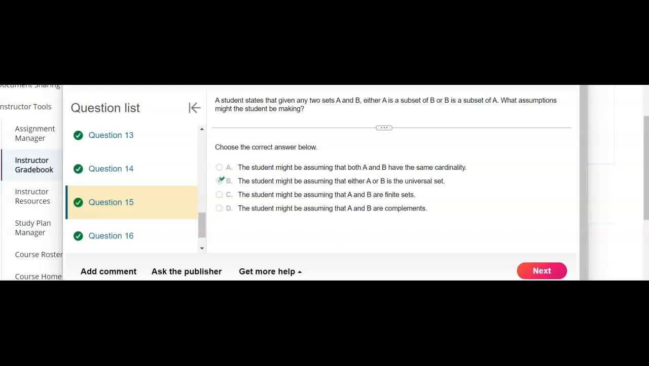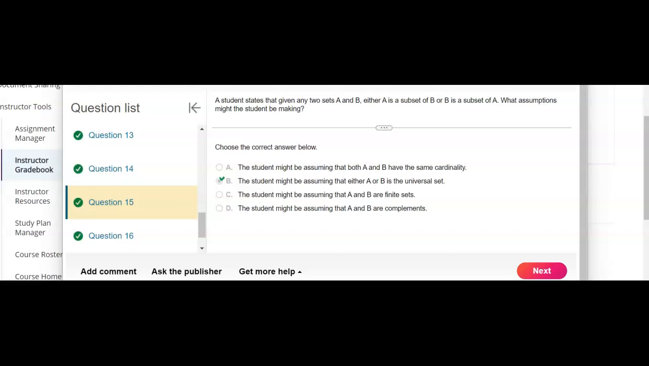And so going back to B, the student might be assuming that A or B is the universal set. That makes sense because if A is the universal set, then B could be a subset within it. Or if B is the universal set, being that big box, then set A would be like a circle within that. Let's say A is the universal set of everyone who lives in Texas, and B is a circle inside of that, everyone who lives in Lubbock. B would be a subset of A. And you could do that vice versa.